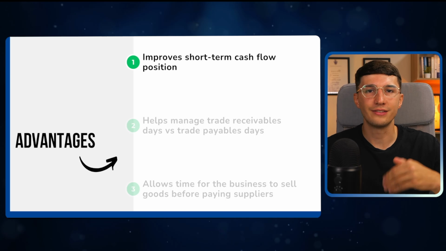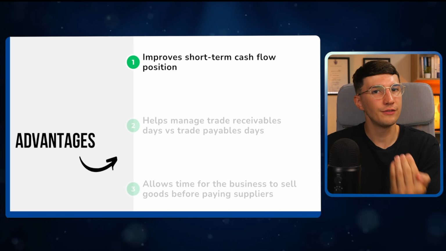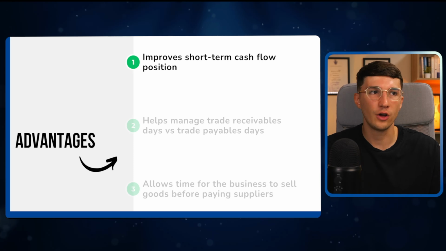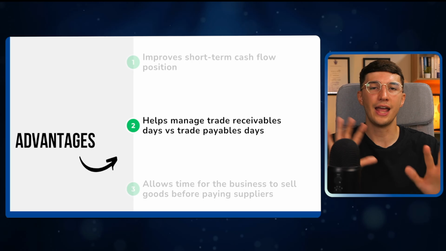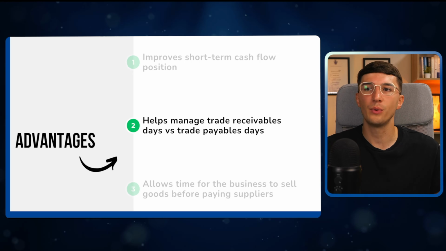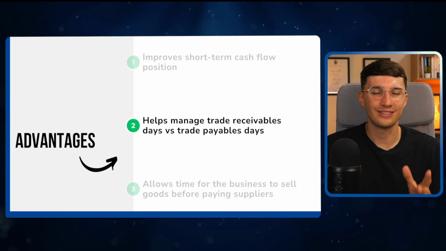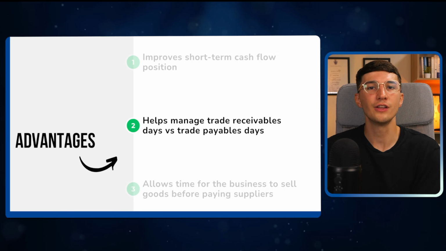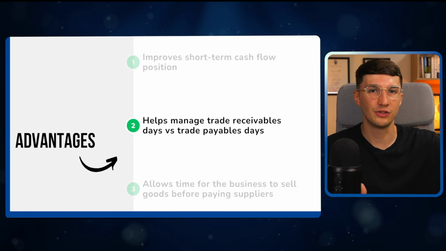Now, this is brilliant to help improve our short-term cash flow position because it just gives the business enough time to make those products and sell those products to have money coming into the business. And it helps us manage those trade receivables and those trade payable days. So the trade payable days is how long it takes for you to pay your suppliers. Your trade receivable days is how long it takes for your customers to pay you.